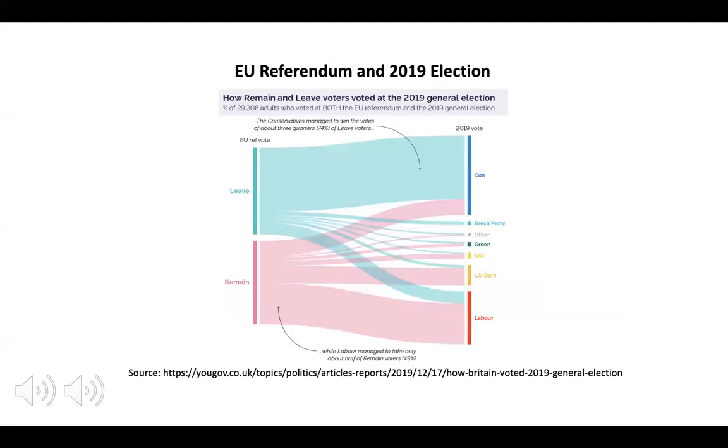Now, it's very interesting to compare the voting behavior of the voters in the 2019 election and their attitudes toward the Remain or Leave camps during the EU referendum in 2016. As you can see, the Conservatives managed to win the votes of about three quarters of Leave voters. However, the Labour Party managed to take only about half of the Remain voters.